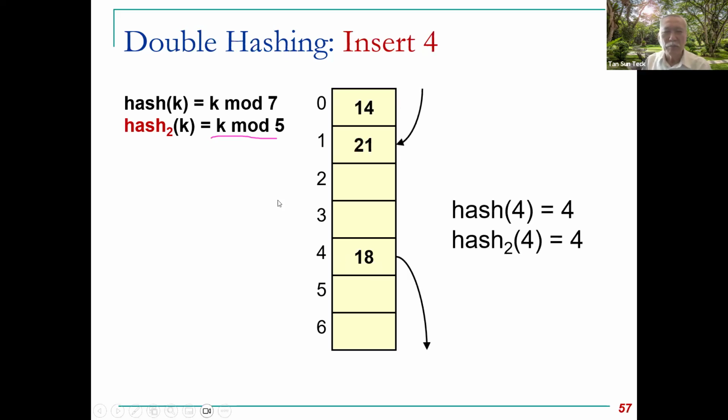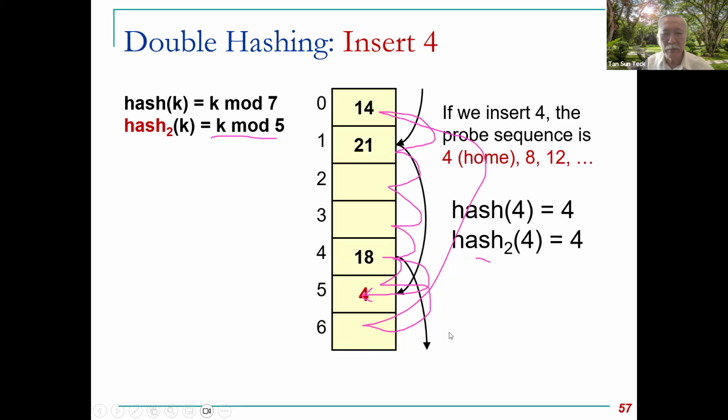Now we want to hash 4. 4 mod 7 is equal to 4. Then we put 4 into the secondary hash function, and the value is equal to 4. So that is why we are jumping 4 from here: 1, 2, 3, 4. It is still occupied, so you jump again: 1, 2, 3, 4. You find the empty slot and you put the 4 there.